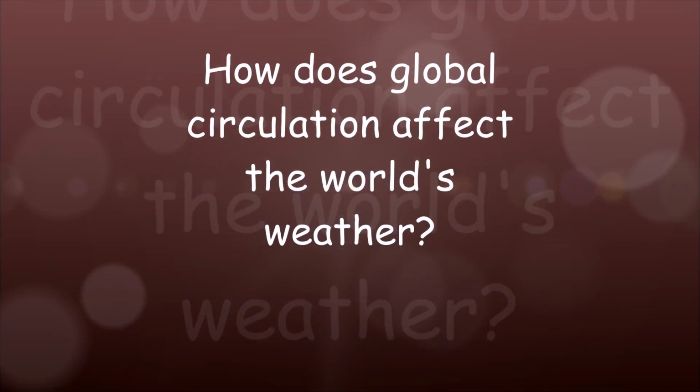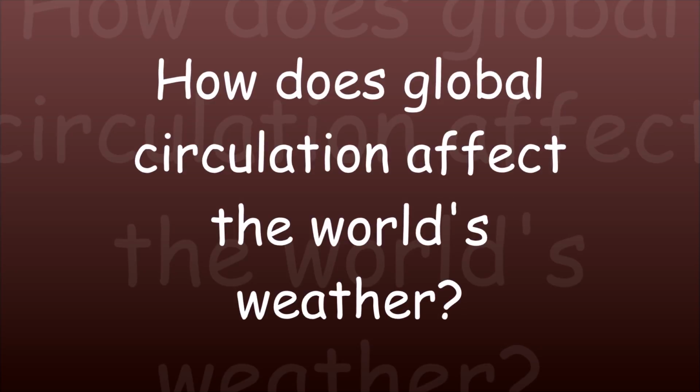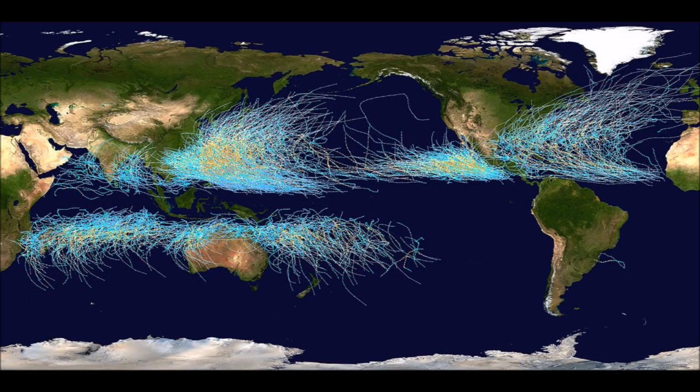How does global circulation affect the world's weather? Global atmospheric circulation is what drives the world's weather. The circulation cells, pressure belts and surface winds affect the weather around the world. For example, the trade winds in the tropics are responsible for driving tropical storms, hurricanes, across these regions, bringing chaos and destruction to coastal regions in their path.